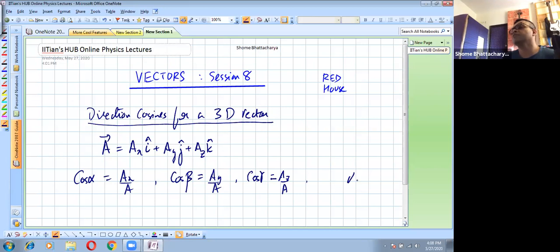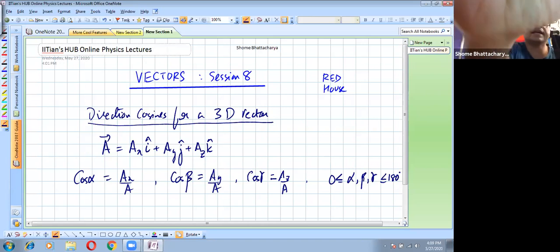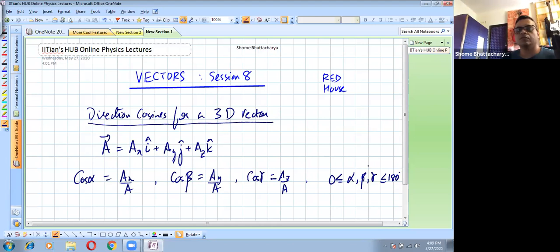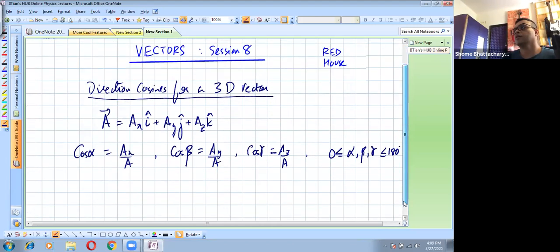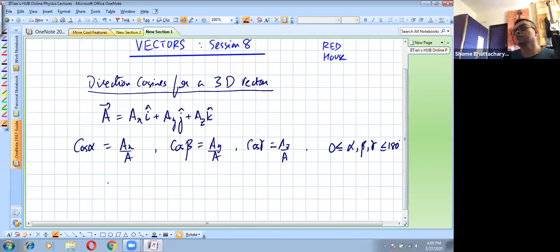Here alpha, beta, gamma are any angle between 0 and 180, because it's just the magnitude of the angle with respect to the XYZ axis. There is no sign convention as such over here. So that is about this. Then direction cosines have that important property that cos square alpha plus cos square beta plus cos square gamma always equals unity.